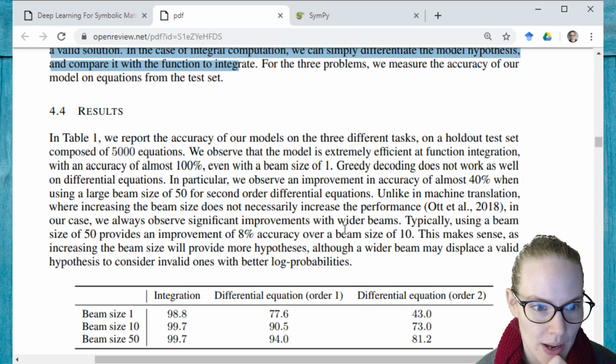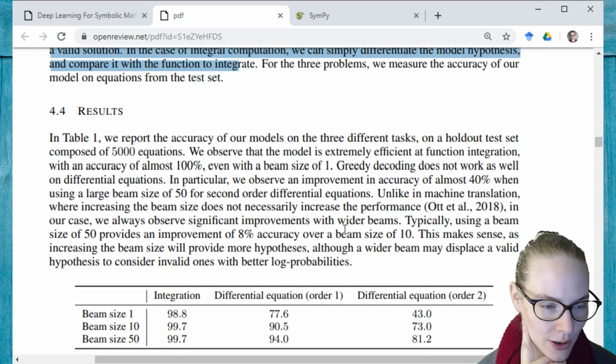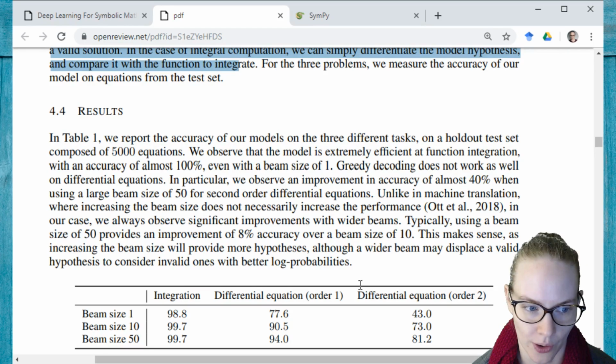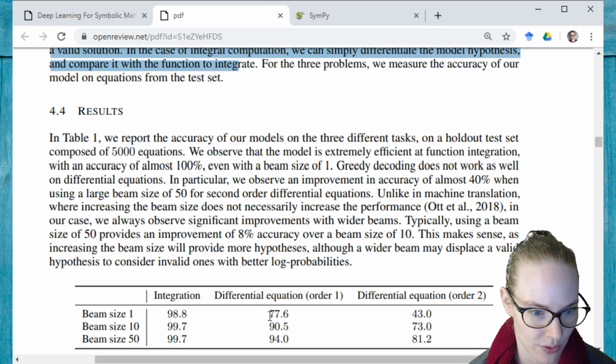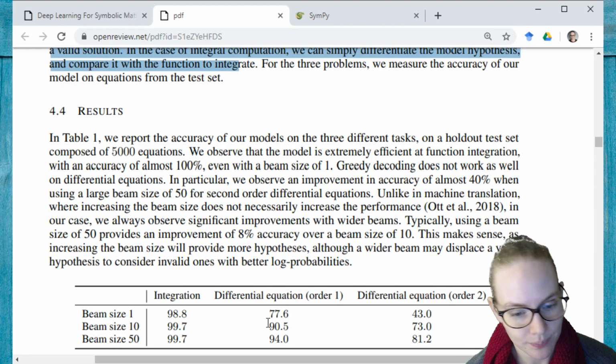In particular, we observe an improvement in accuracy, reading is hard this morning, of almost 40% when using a large beam size of 50 for the second order differential equations. So for the second order differential equations here, the bigger beam helped quite a bit. For the first order differential equations, it looks like an increase in beam size did help, but the biggest jump was from a beam size of 1, greedy search, to a beam size of 10.